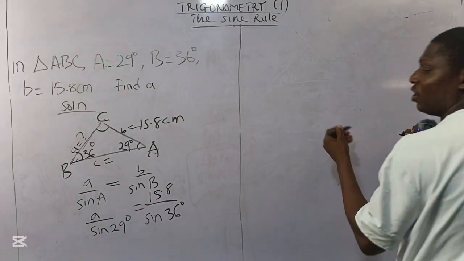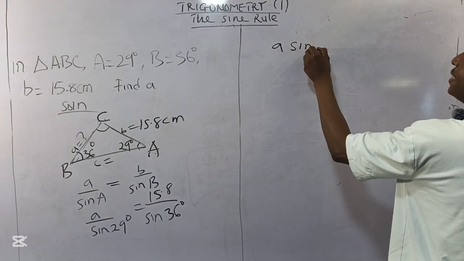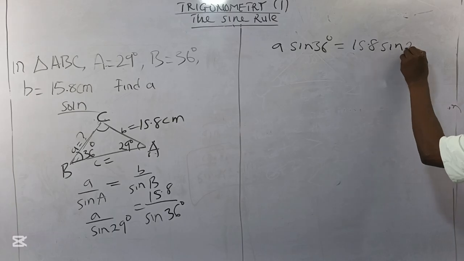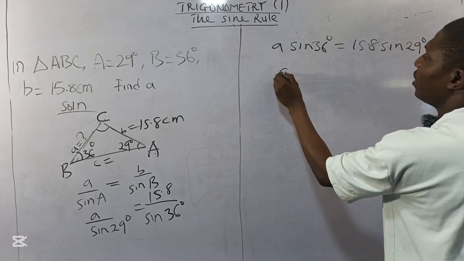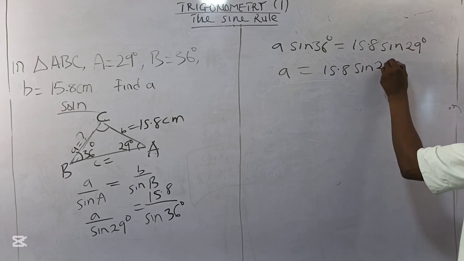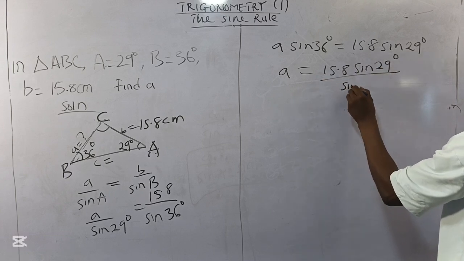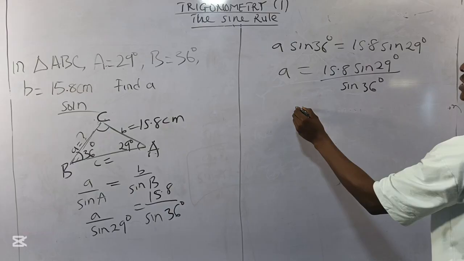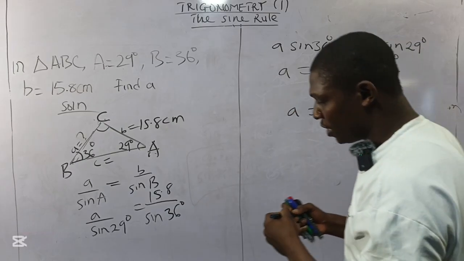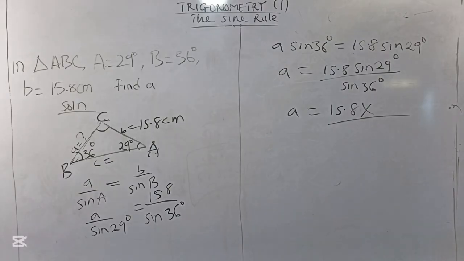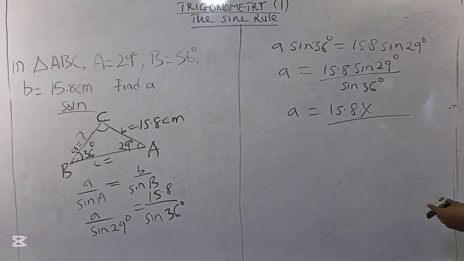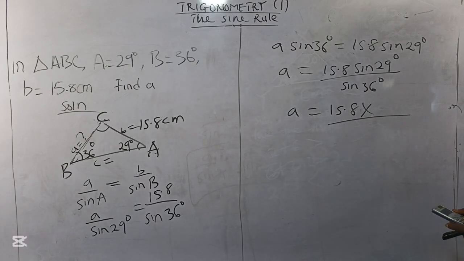If I cross multiply, I'll simply have a sine 36 degrees equals 15.8 sine 29 degrees. And I'll have a equals 15.8 sine 29 degrees all over sine 36 degrees. Now at this point, you can choose to use either your calculator or your four-figure table. It's a matter of choice, because why provide calculator?